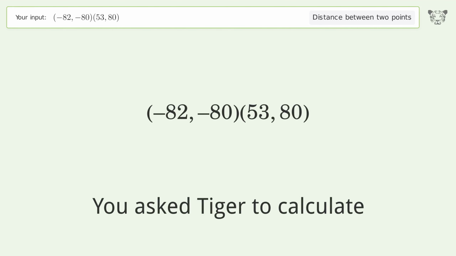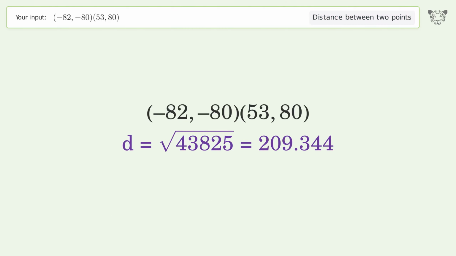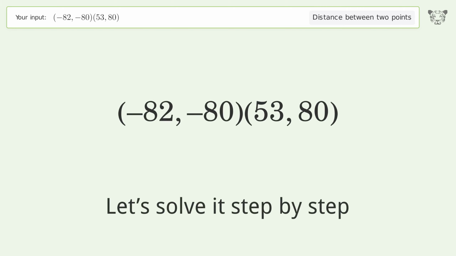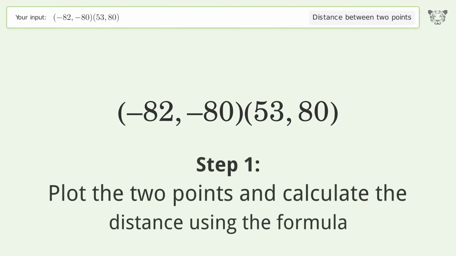You ask Tiger to calculate. This deals with the distance between 2 points. The distance between the 2 points is the square root of 43,825, or 209.344. Let's solve it step by step. Plot the 2 points and calculate the distance using the formula.